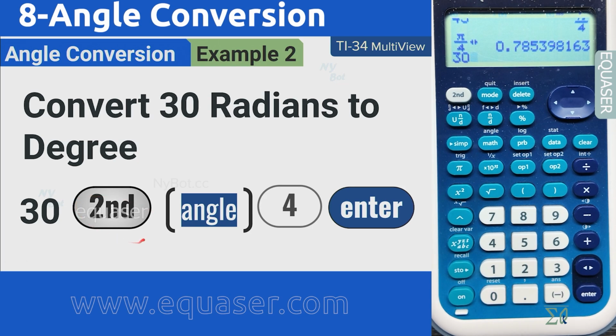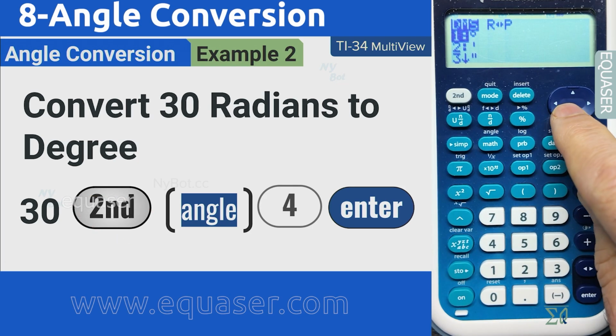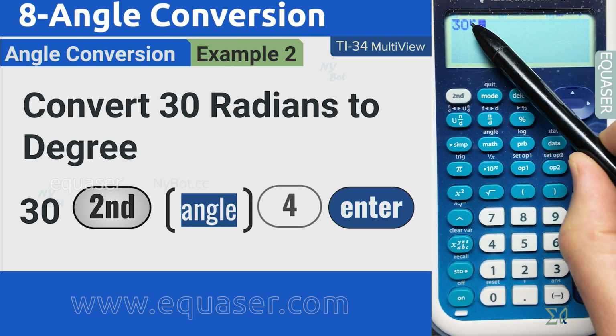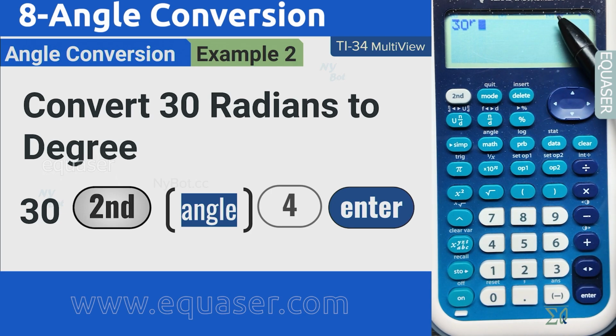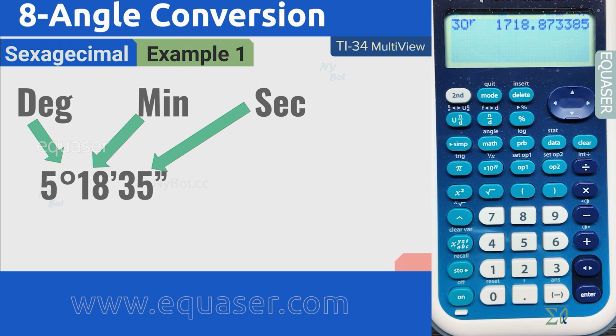30, second function angle, and this time go down. Number 4 is radian. When you press 4, R appears, which means 30 radian, and the unit to be converted to is degree. Press enter, and that is the angle.